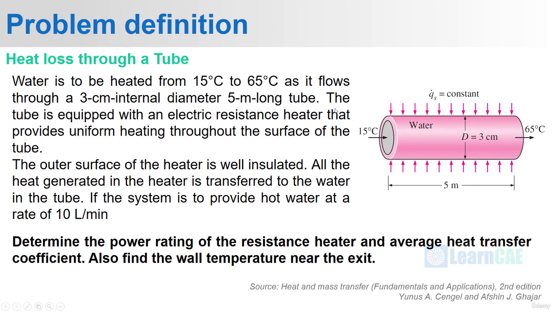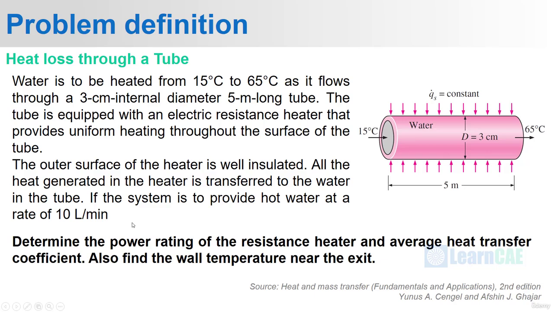The tube is equipped with an electrical resistance heater that provides uniform heating throughout the surface of the tube. The outer surface of the heater is well insulated. All the heat generated in the heater is transferred to the water in the tube. If the system is to provide hot water at a flow rate of 10 liters per minute, determine the power rating of the resistance heater and the average heat transfer coefficient. Also find the wall temperature near the exit.